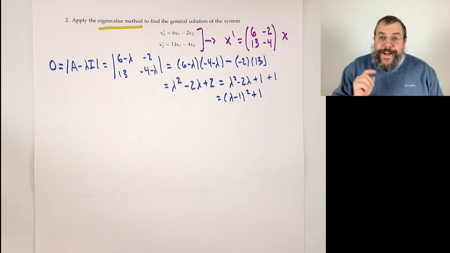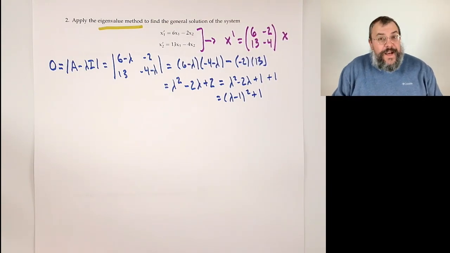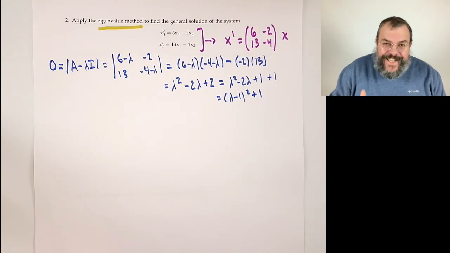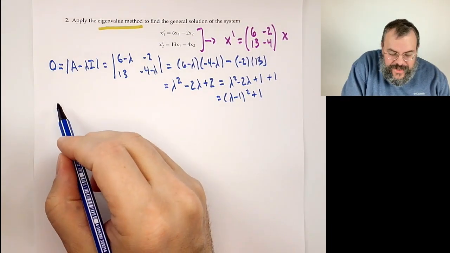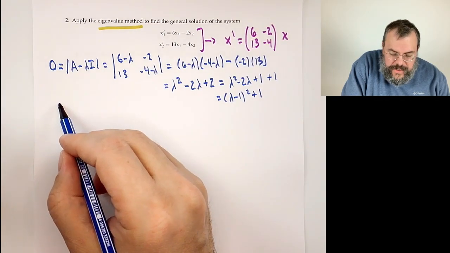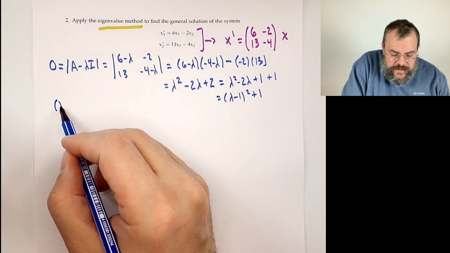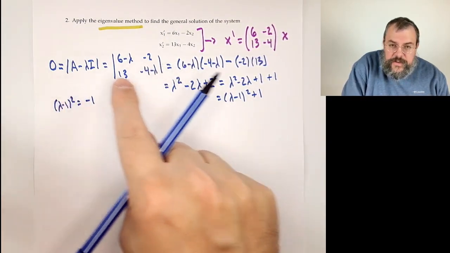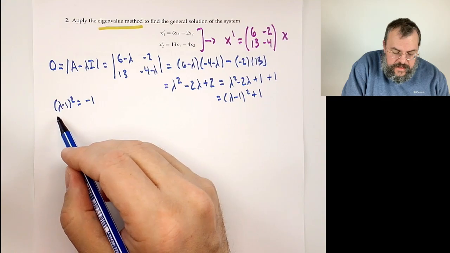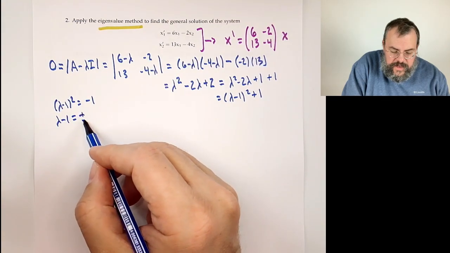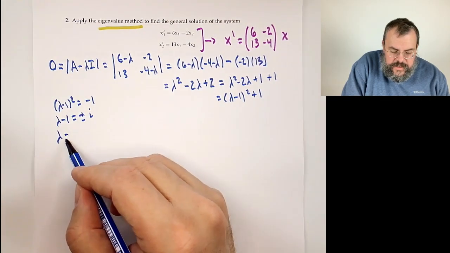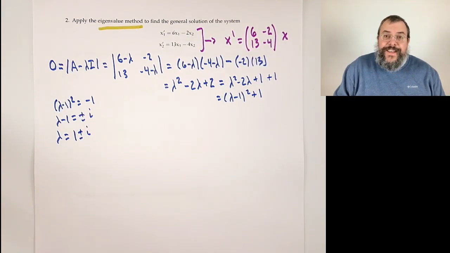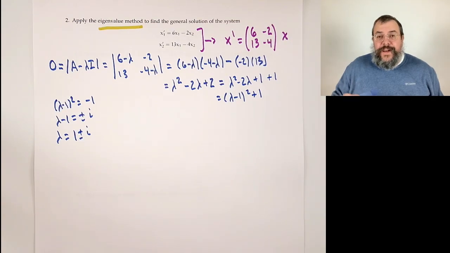So, what are our eigenvalues? Well, it's about to get a little bit complex. Yeah, you knew that was coming. Come on. All right. So, we have lambda minus 1 squared equals negative 1. Because remember, all this equals 0, which means that lambda minus 1 is plus or minus i. So lambda is 1 plus or minus i. Okay, so we have our complex eigenvalues.